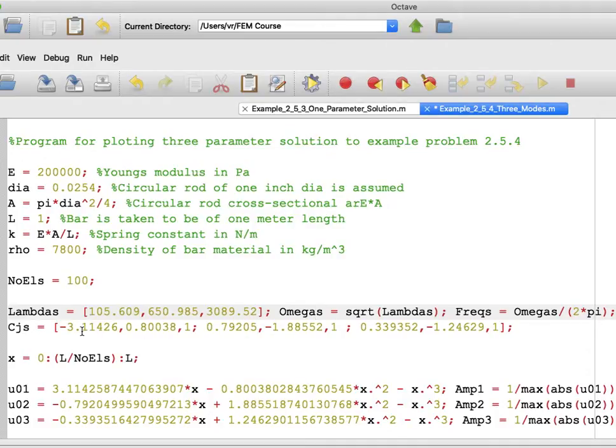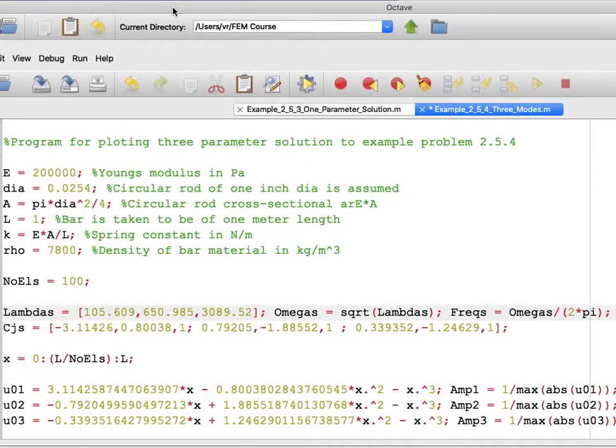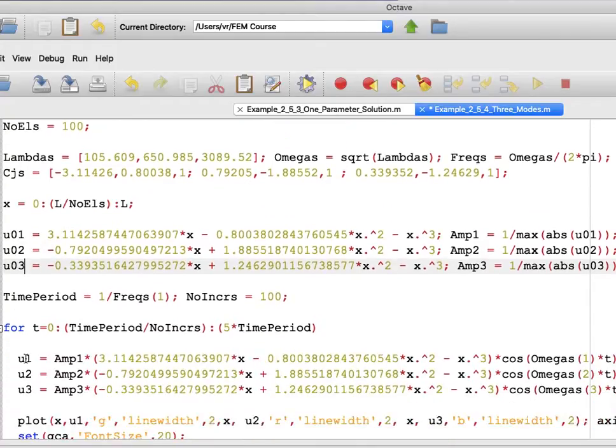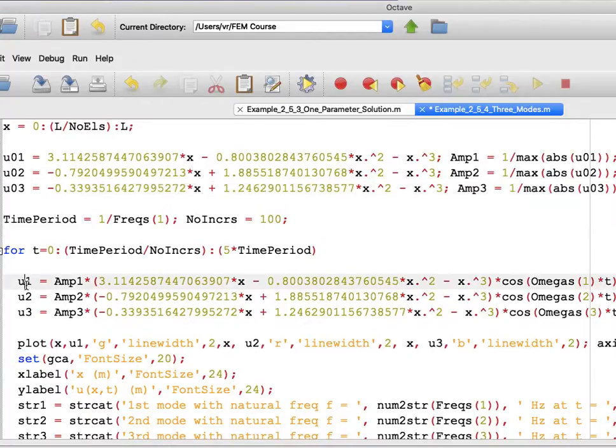Next, after that, the CJs. So there are three eigenvectors. I got the three values for the CJs, and then using these you can compute the amplitude function, u01, u02, and u03. And once you have the amplitude function, the actual displacement field during vibration will be u0 multiplied by cos omega t.